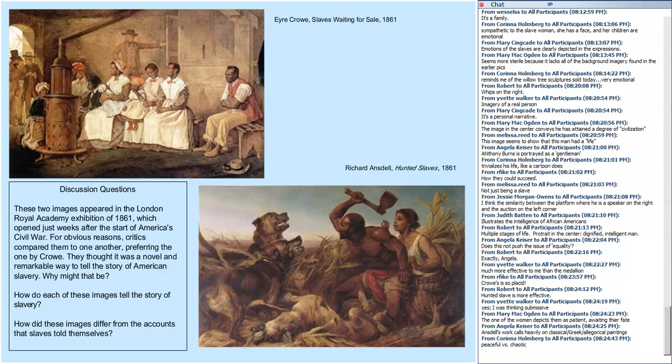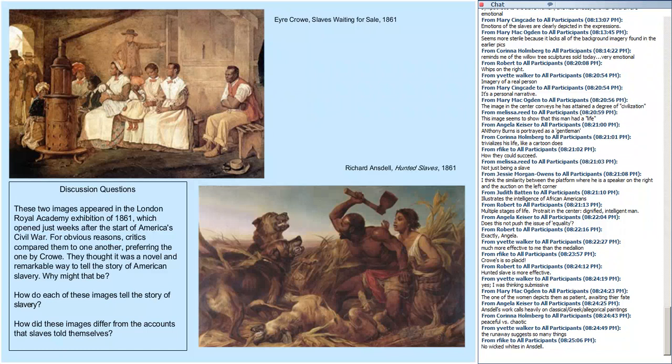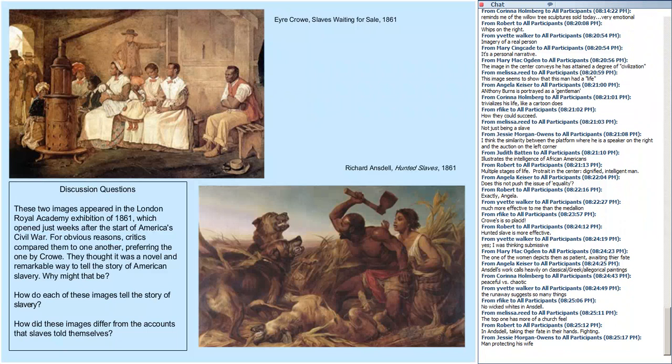The runaway suggesting so many things. And the runaway, of course, having been a theme that had shown up in those little iconic broadsides over and over again. And the runaway being the theme of most former slave narratives. There are no wicked whites in the Ansdell painting, right? The white surrogates are really the dogs there who are attacking. A man protecting his wife.